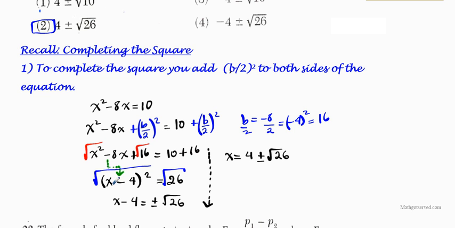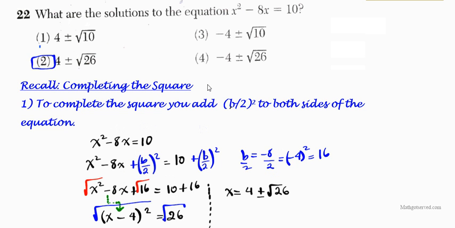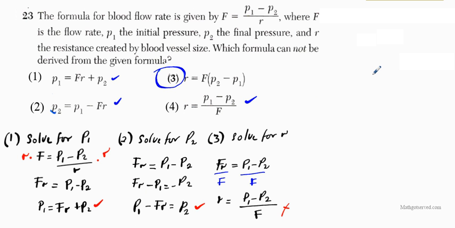You have this perfect square equals 26. Roots both sides, don't forget plus or minus. And then you add 4 and you have 4 plus or minus root 26 as your final answer. The answer to number 22 is option number 2. Okay, number 23, we have a formula here, and we are asked which of the following are correct when you're solving explicitly for the indicated variable.